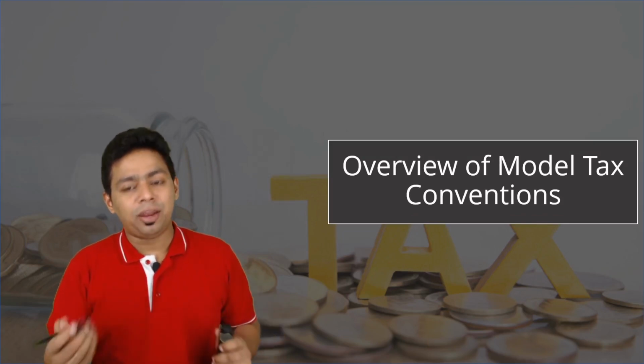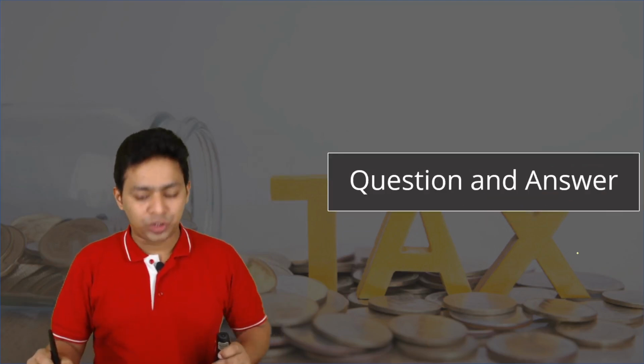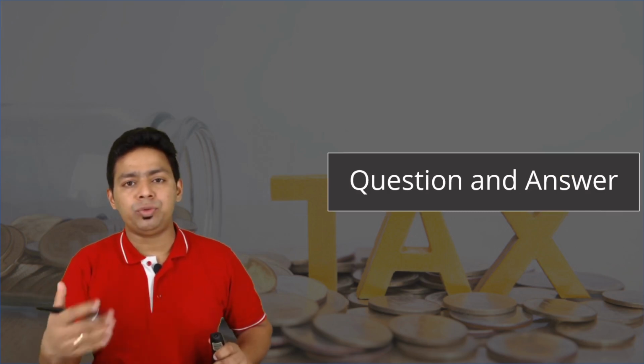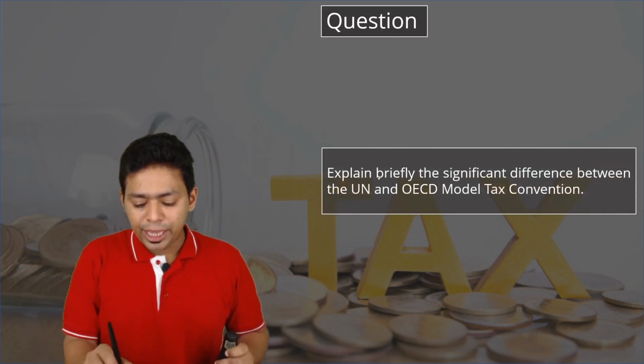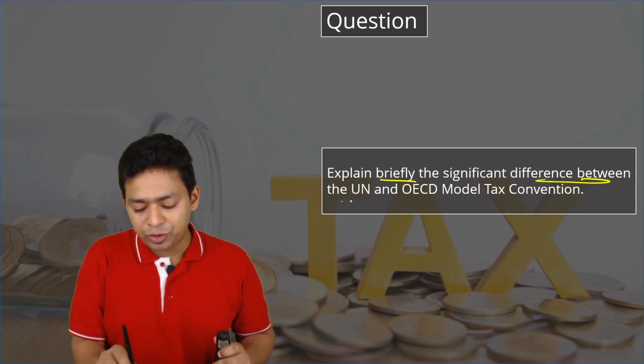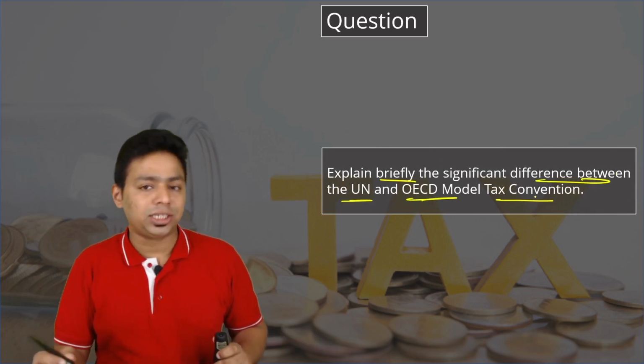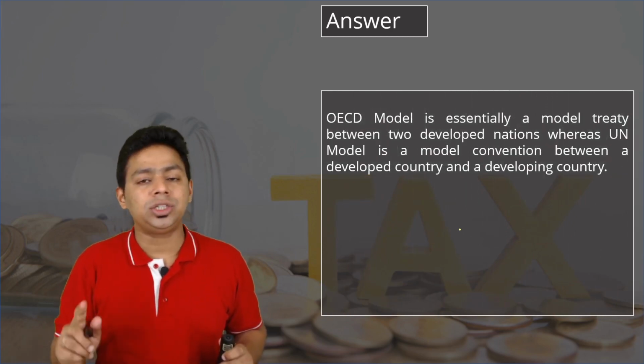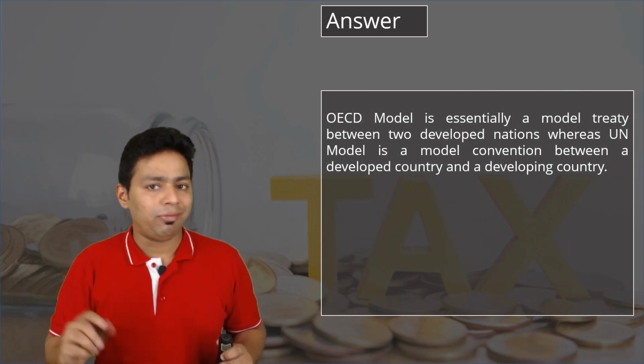Some of the questions can be targeted from the Model Tax Convention chapter. All the questions we have already discussed. I'm just going to give you the cross references. Explain briefly the significant difference between the United Nations and OECD Tax Convention. We have already discussed that the OECD is applicable to developed nations and the United Nations is applicable to developing and developed nations.